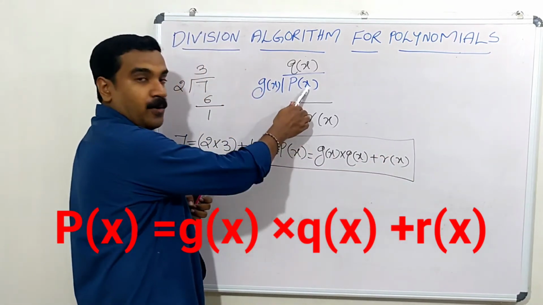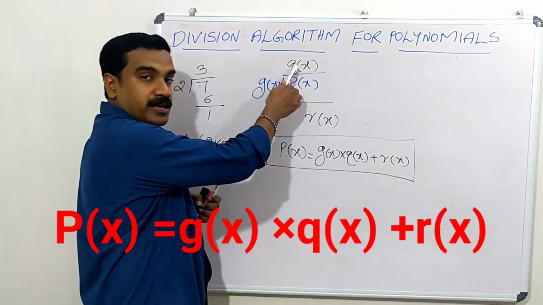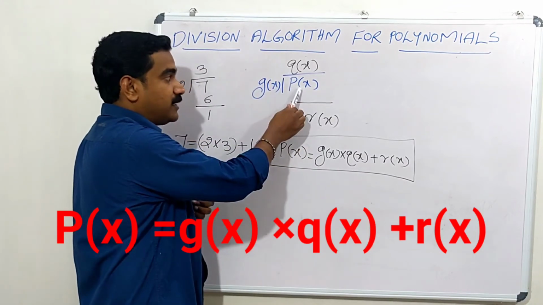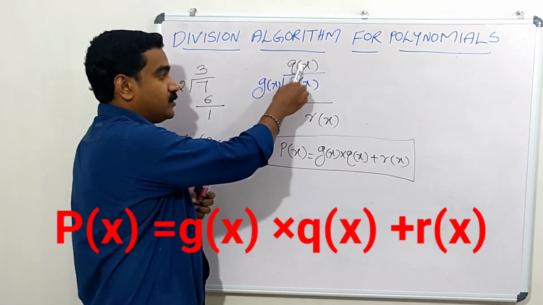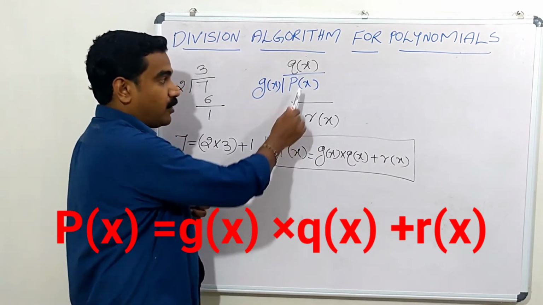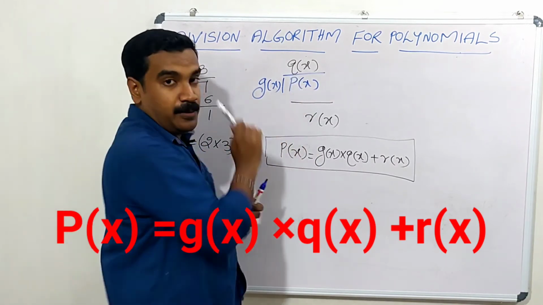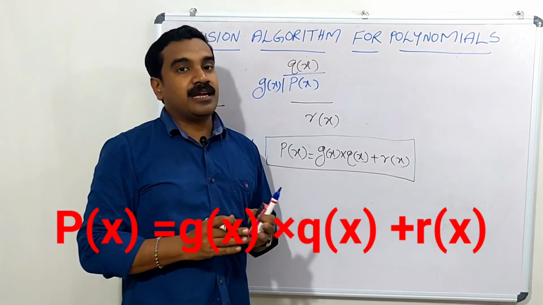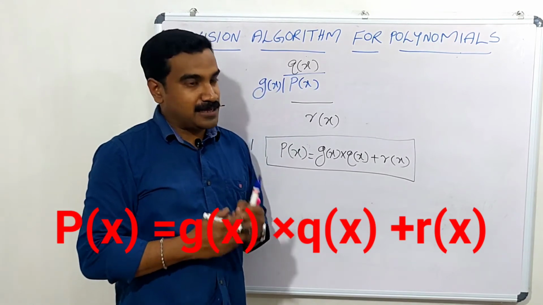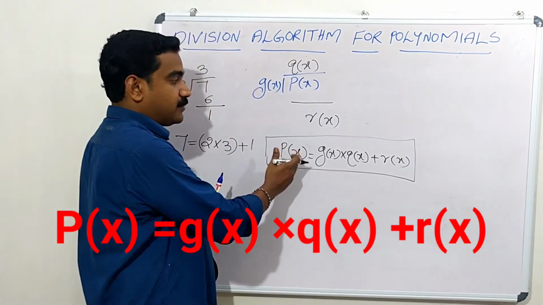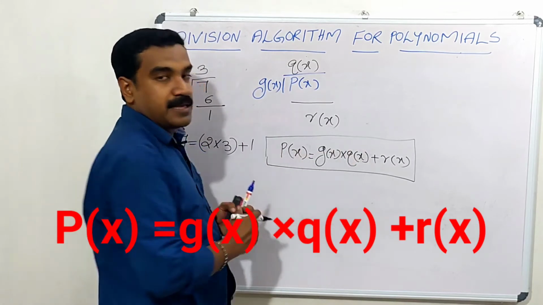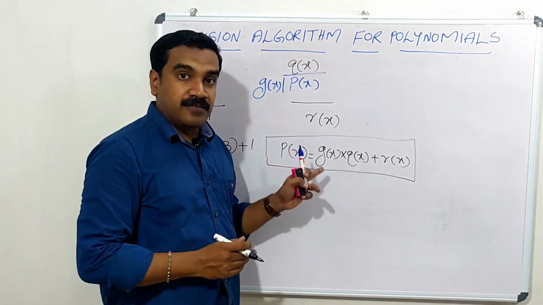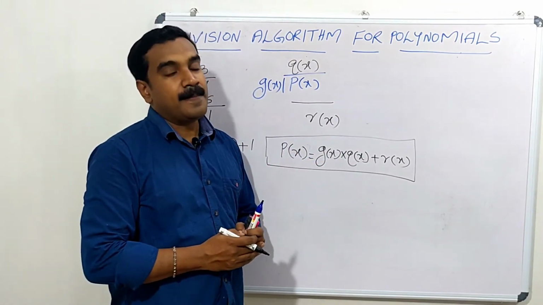If you divide a polynomial by another polynomial, you will get a quotient and a remainder. So the dividend is equal to divisor into quotient plus remainder. If you divide p of x by g of x, you will get quotient q of x and remainder r of x. So p of x equals g of x into q of x plus r of x. This is known as the division algorithm of the polynomial.